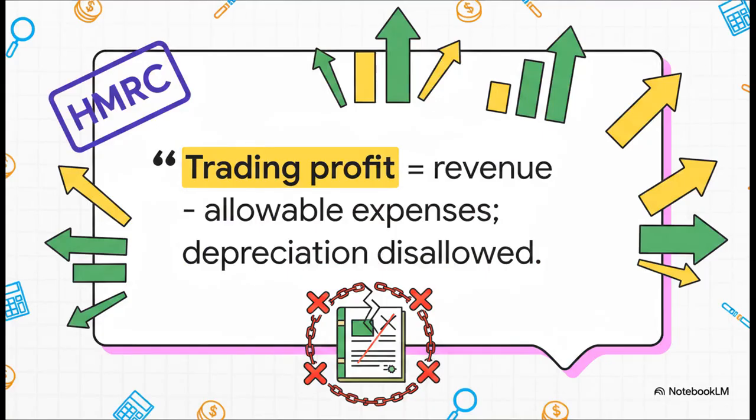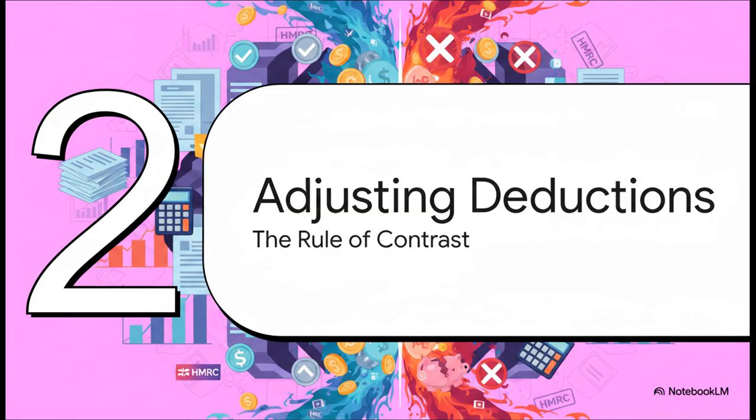Listen, if you remember absolutely nothing else today, lock this golden rule into your brain. Trading profit equals revenue minus allowable expenses, and standard depreciation is completely disallowed. It's basically your ultimate cheat code for the exam. You start with revenue, you subtract only the things that HMRC actually allows, and you completely strip out standard accounting depreciation.